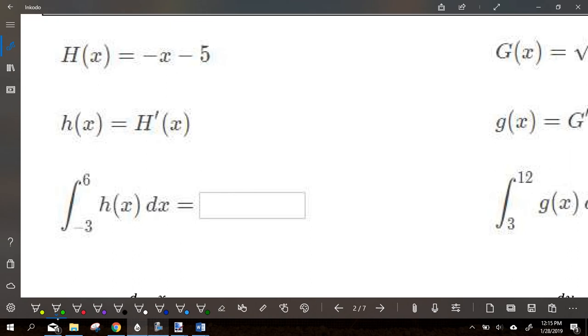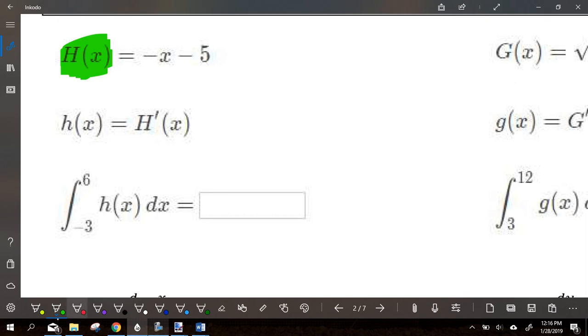It says h of x is equal to negative x minus 5. Lowercase h of x, we're going to call that the derivative, h prime. Okay? So capital H is that, and h prime, which is lowercase, are the same. Let's evaluate this starting at negative 3 and going to 6 of h of x. It seems kind of strange.